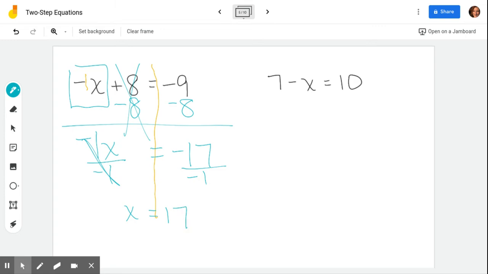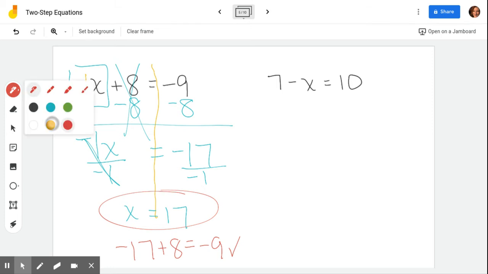Let's check and make sure we're happy with that before we say for sure. So negative, instead of x, I'm going to write 17 plus 8 equals negative 9. I agree with that, so we're good.